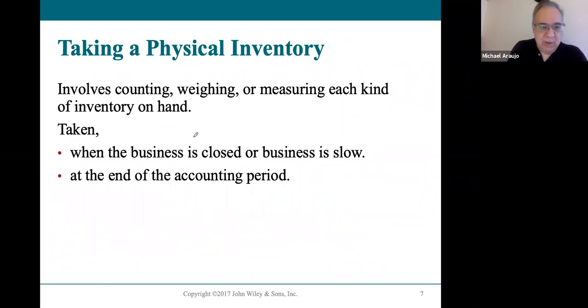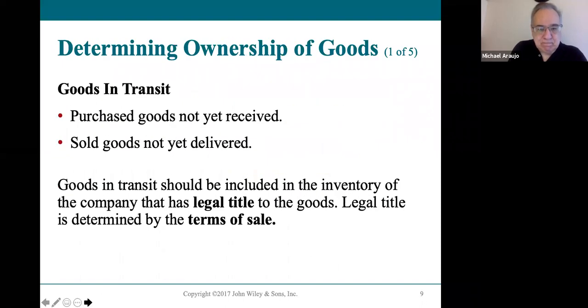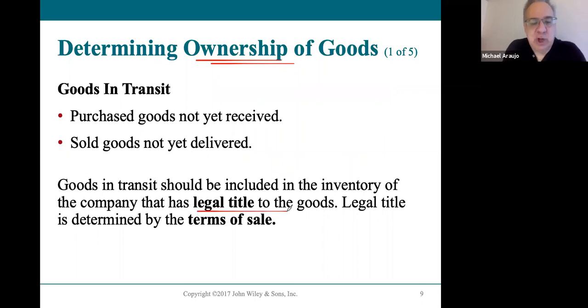Again, this is about taking a physical inventory. Usually when business is slow or it's closed, they literally take it by hand, physically counting the inventory. We already talked about ownership: when does the legal title to the inventory change from the seller to the buyer?